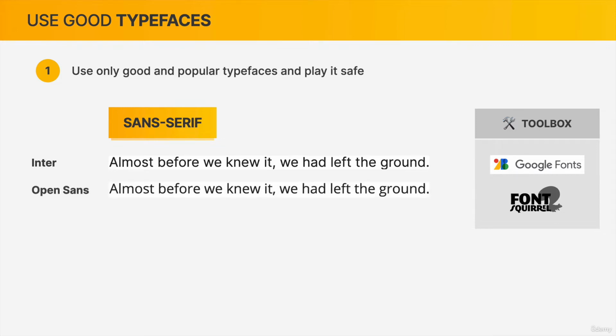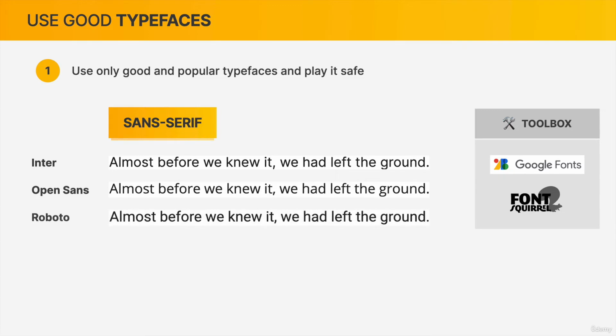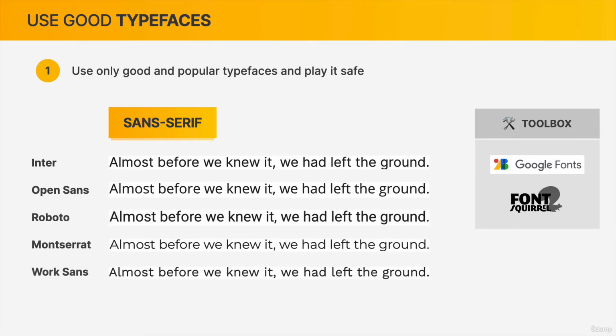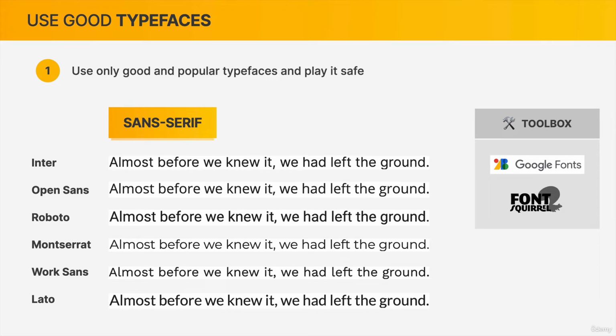So this one is Open Sans, then we have Roboto, Montserrat, Work Sans, and Lato. So these are six very good sans serif typefaces which you can use without any problem. Now, at first sight, to the untrained eye, these six typefaces might actually look almost the same. But believe me, they are really not the same.